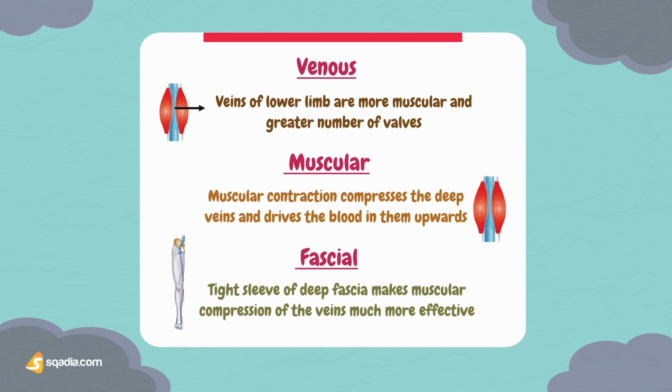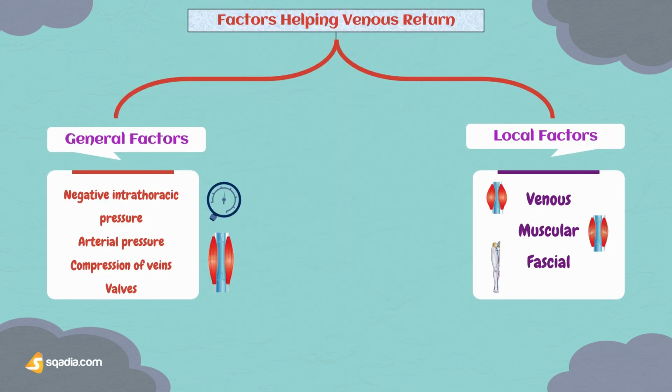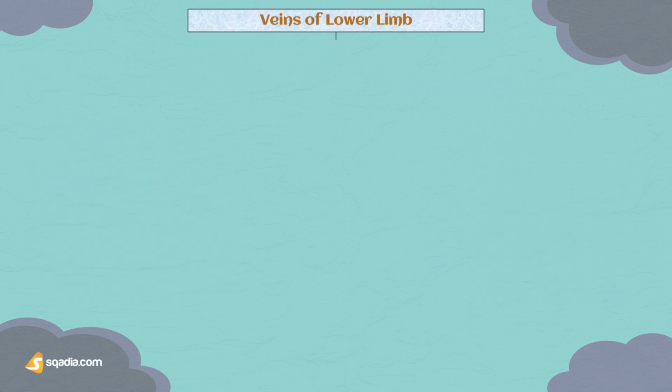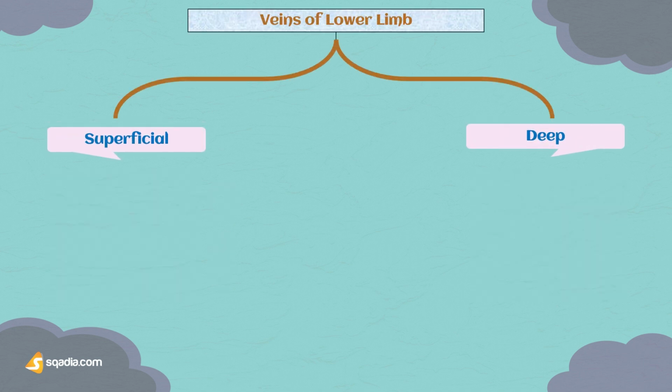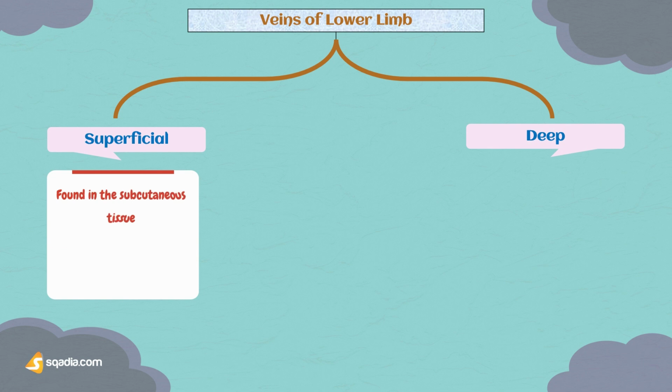Now let's look at the veins of the lower limb. We have already talked about some of these veins in previous lectures. The veins may be classified into three groups: superficial veins, deep veins, and a third group I will talk about later. The superficial veins are found in the subcutaneous tissue. They eventually drain into the deep veins.